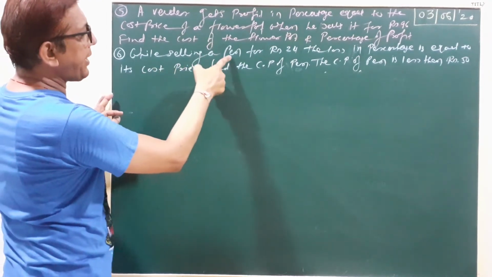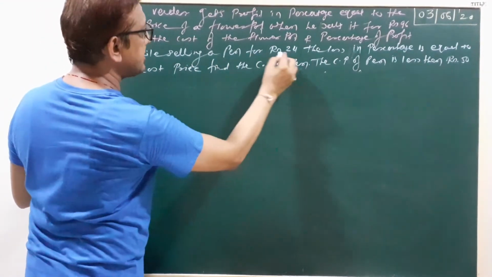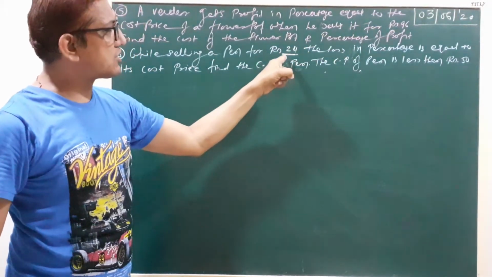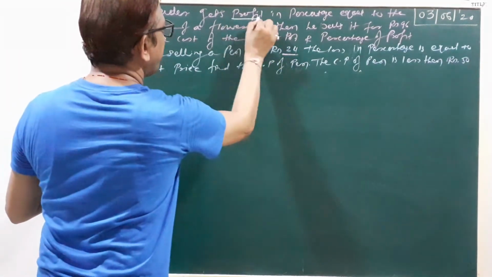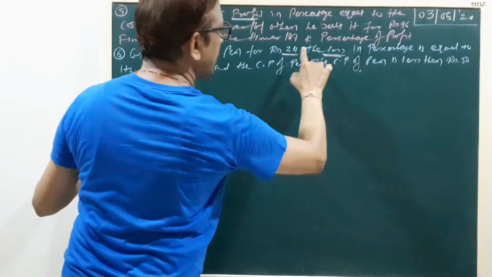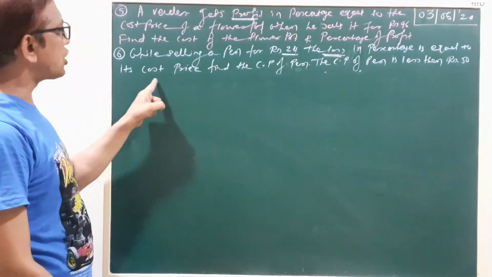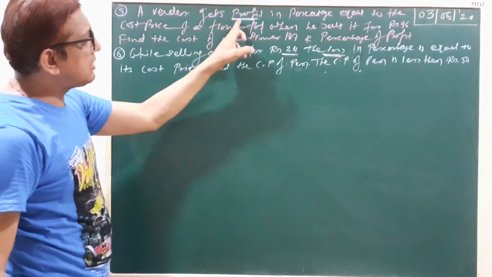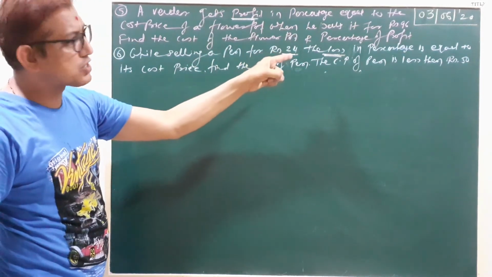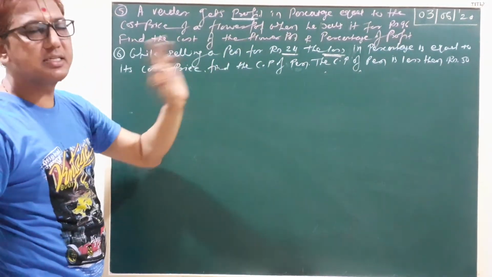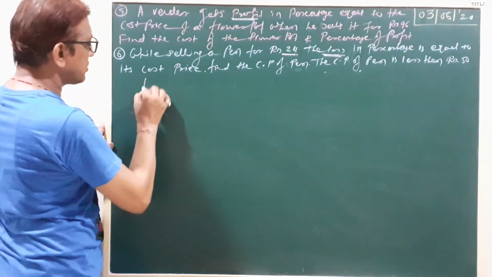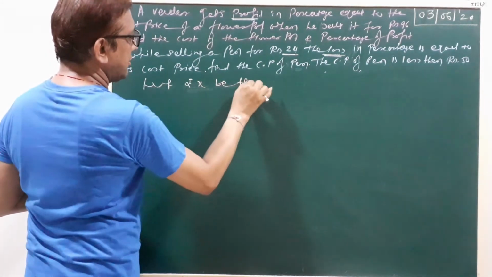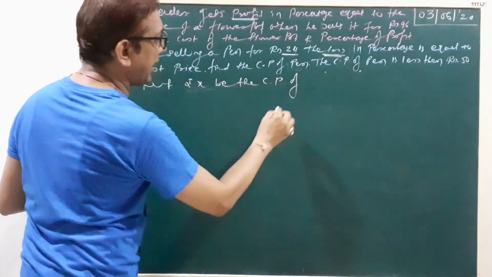While selling a pen for rupees 24, here the selling price is given. In the above sum, the selling price was 96, here the selling price is 24. Here in the question, the loss percentage is equal to the cost price. Clear? Above, profit percentage was equal to the cost price. Here in your question, loss percentage is equal to the cost price. So first we suppose let rupees x be the CP of the pen.